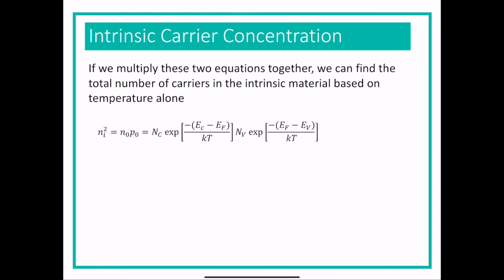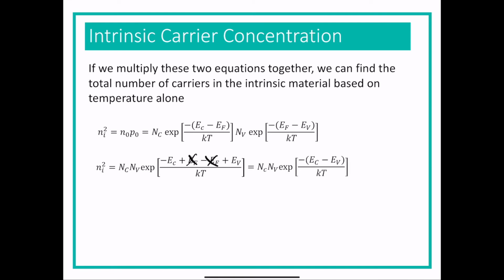So NC and NV end up being multiplied together, and then inside the exponential you have this whole big long thing, but you will notice that you have plus the Fermi energy and minus the Fermi energy, which means we can take those and just get rid of them. And we get NC times NV, which we can look up, and the exponential of minus the conduction energy minus the valence energy over kT. And that already has a value.